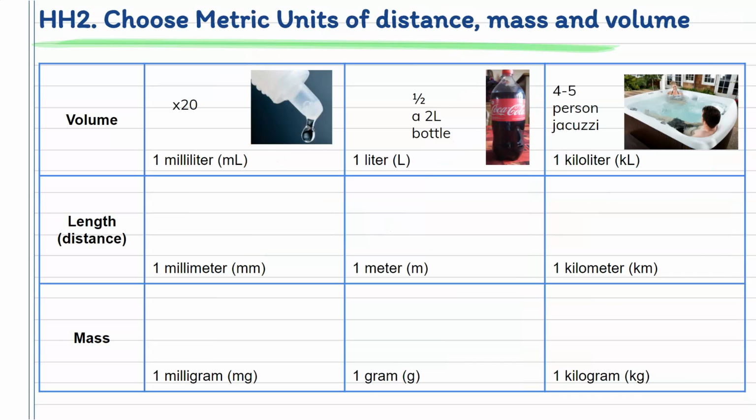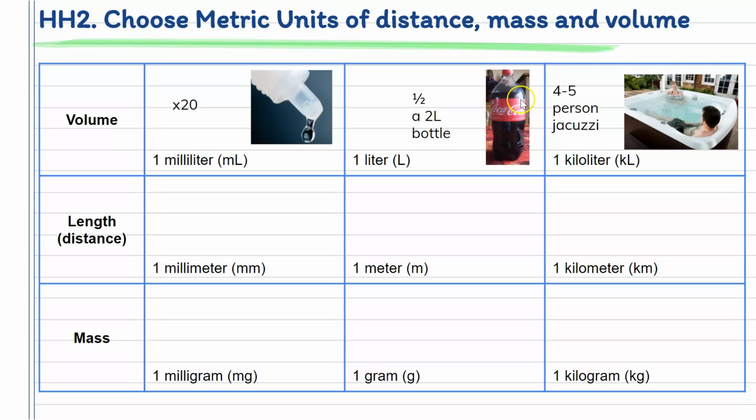Now, for the metric units, since most students are not as familiar with this, I was going to go through one section at a time. So once again, volume refers mostly to liquids and how much space it takes up. So 1 milliliter is equal to about 20 drops. So using a dropper 20 times will get you about a milliliter.